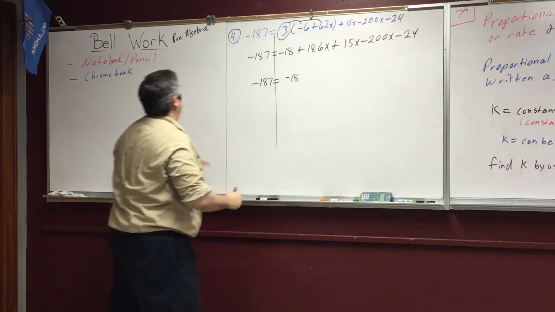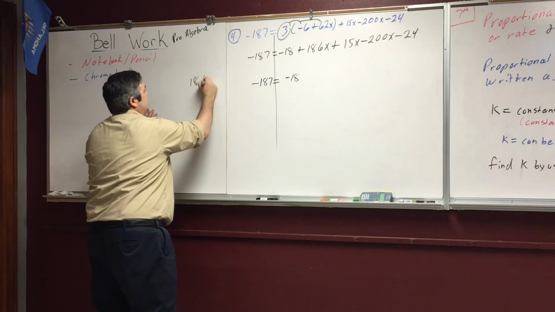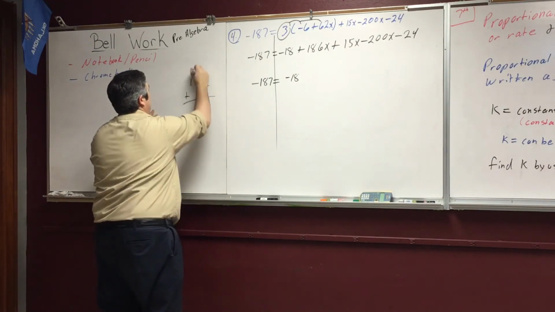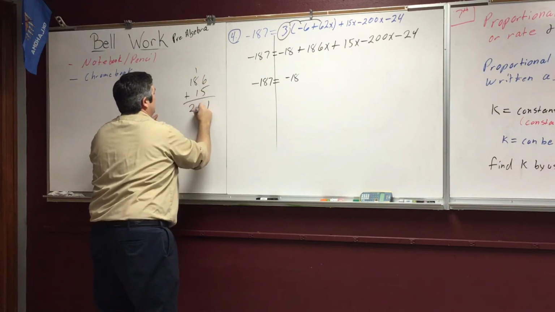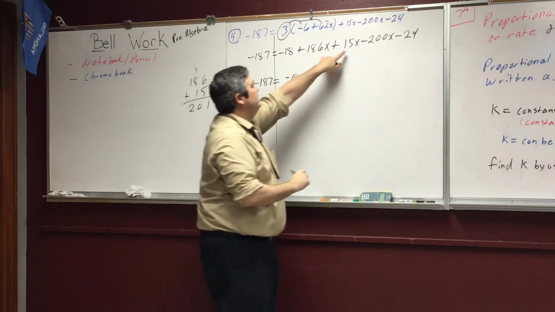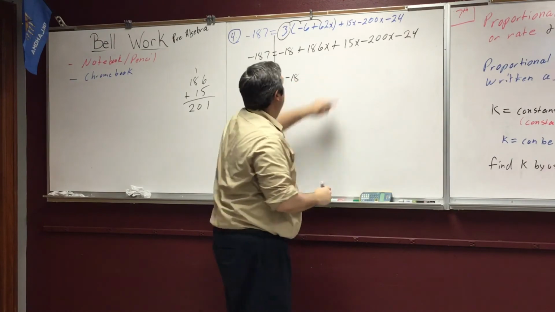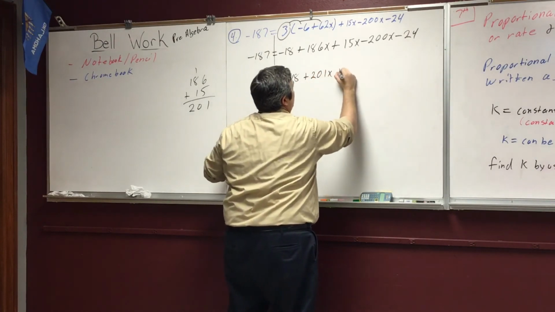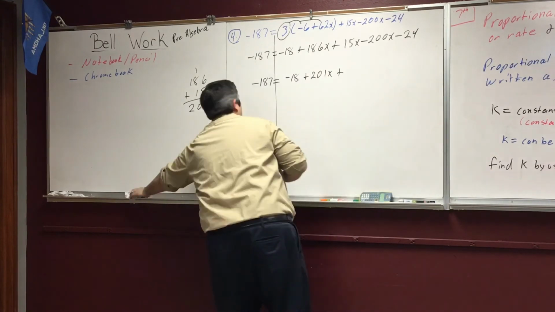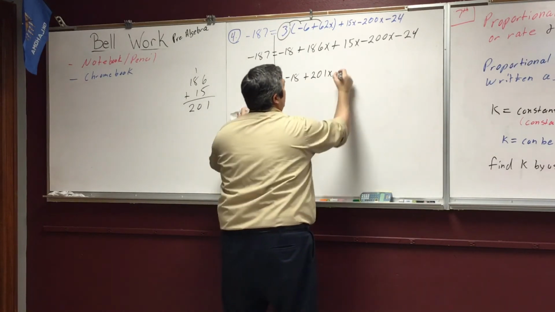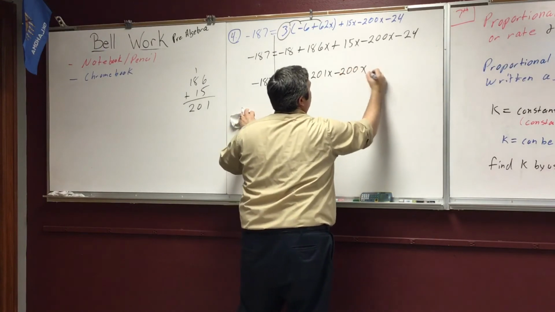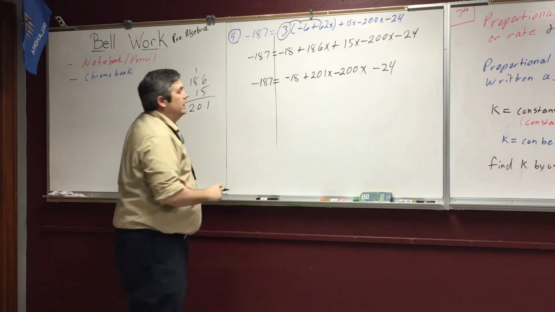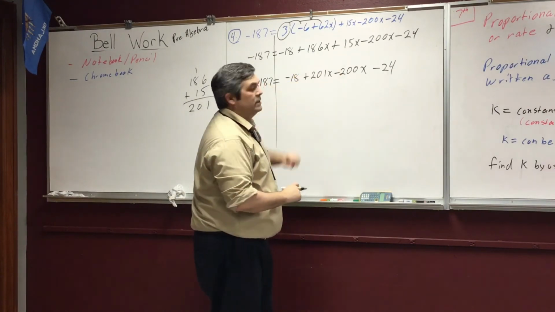Okay, so I'm going to go ahead and bring this down, then I'm going to deal with this. So I have 186 plus 15 gets me 201. So these two things get me 201. And you know what? I'm going to go ahead and just do this. 201x minus 200x minus 24. This way you can see each step just as I go. Okay, so all I did was I combined those two things.